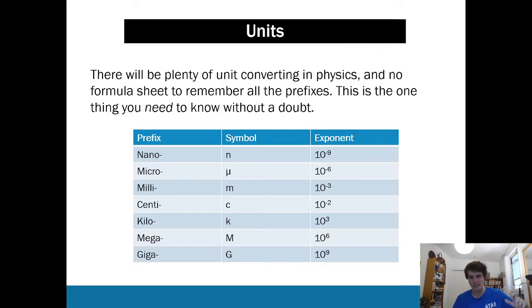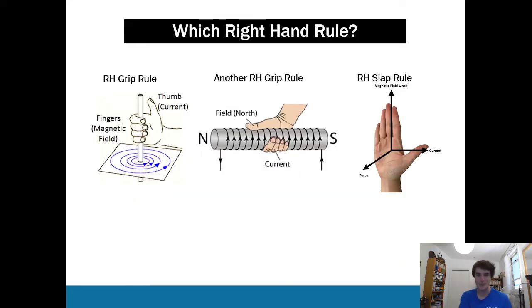So first of all, just a quick revision of all of our units, right? Nano, you're hopefully comfortable with that after doing the nature of light, times 10 to the negative 9, micro times 10 to the negative 6, a couple of other ones, your mega times 10 to the 6, your giga times 10 to the 9.